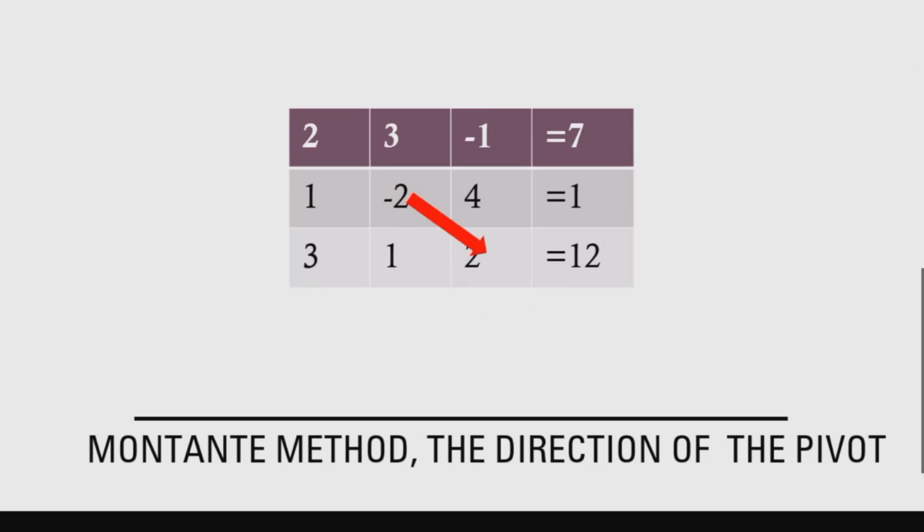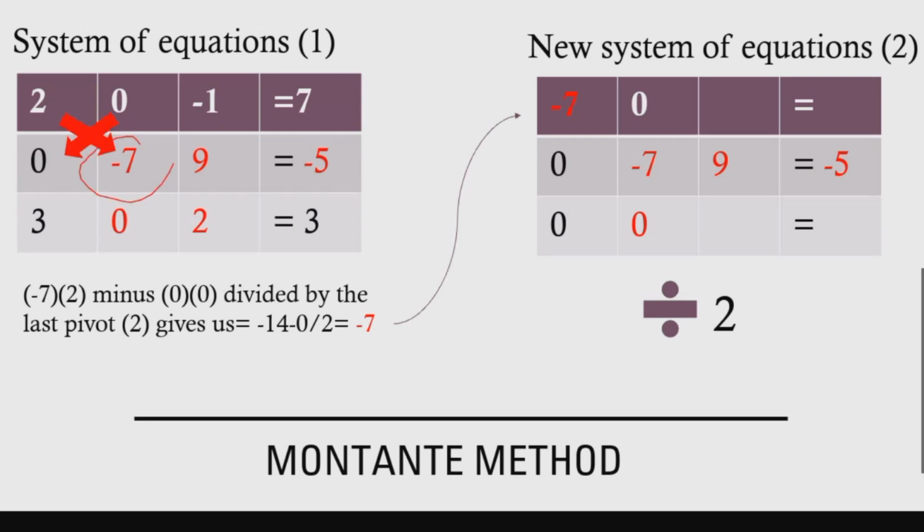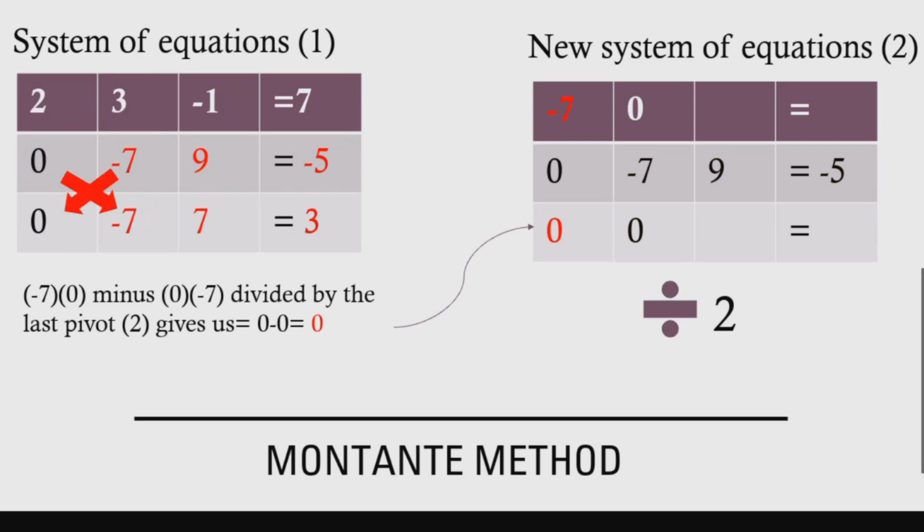Now, for the second phase, we are going to check once again the direction of the pivot. And in this case, we are going to be using the minus 7 as our pivot. Our last pivot was 2, so we are going to divide everything by 2. To get to this minus 7 on the top left, we are going to multiply minus 7 times 2, and we are going to subtract 0 times 0 and divide everything by 2, which will be minus 7. We are going to continue doing this process with the next numbers.